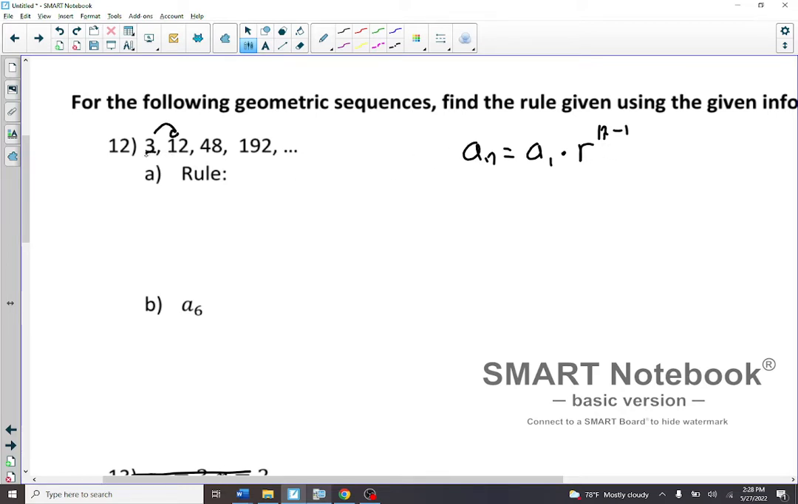The first term is 3. So an equals 3 times the pattern here, which is times 4, times 4, times 4. So the pattern is 4 to the n minus 1 power. Usually we put parentheses here just to indicate that n minus 1 is only on the 4. Okay, so then we just do 3 times 4 to the 6 minus 1, so 3 times 4 to the 5th power.